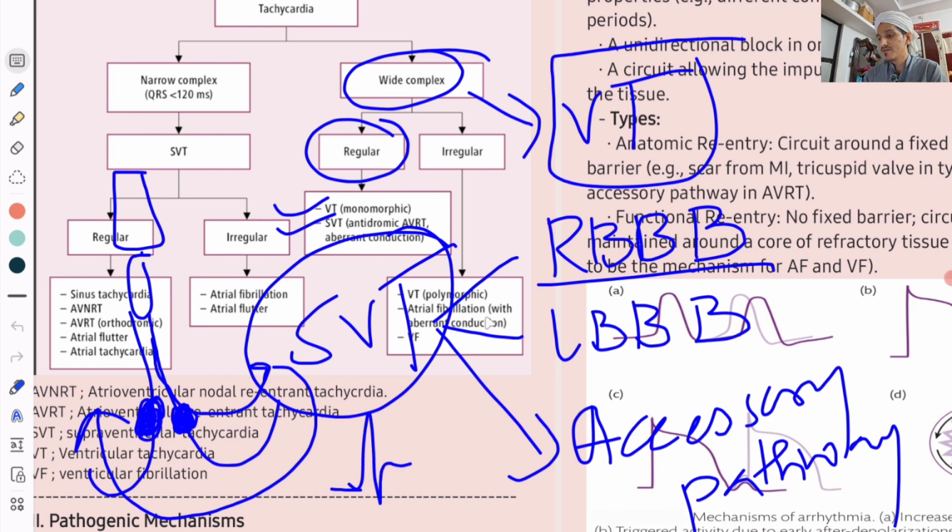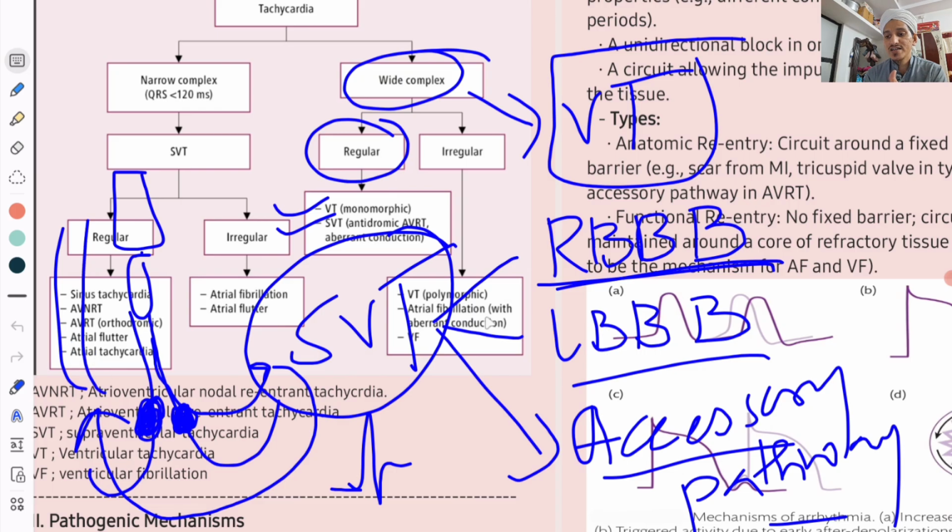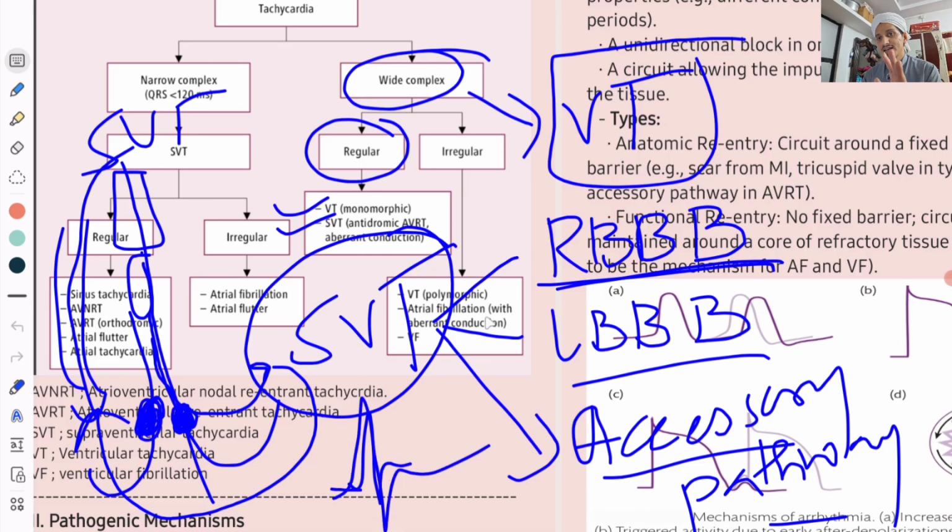Okay, the complex is becoming wide, but due to SVT. But that should not happen. That is happening because of this right bundle branch block, left bundle branch block, or some accessory pathway. If an accessory pathway is there and SVT is there and impulses are conducting from here, because the impulses are not following the normal wiring, they are following an abnormal wiring, the QRS complex will become wide. Okay, so SVT with aberrancy will respond to beta blockers or centrally verapamil or diltiazem.